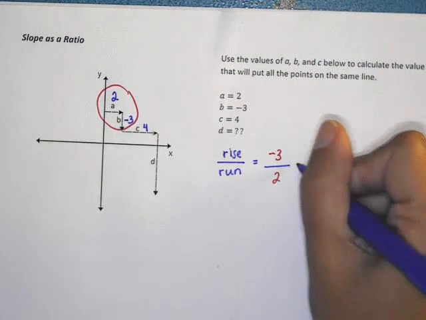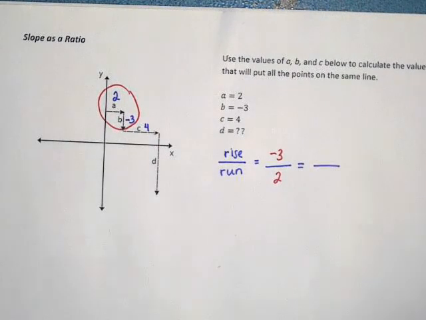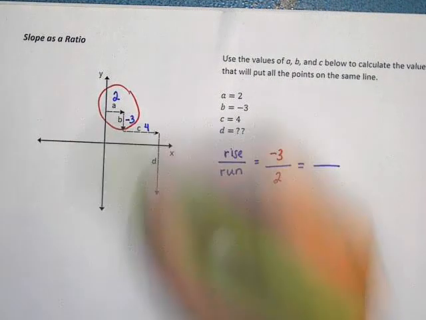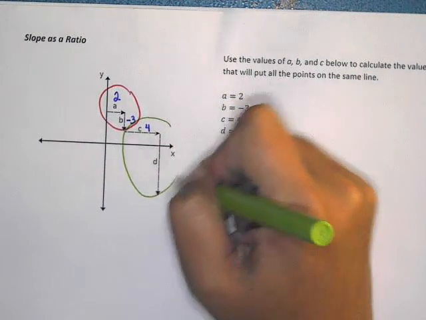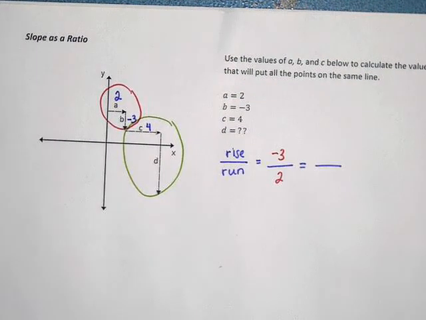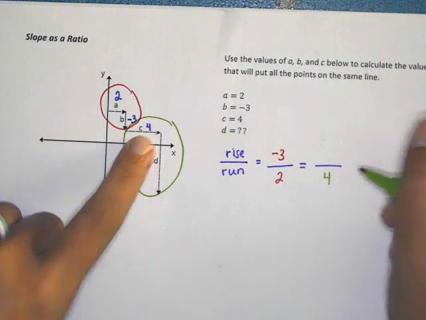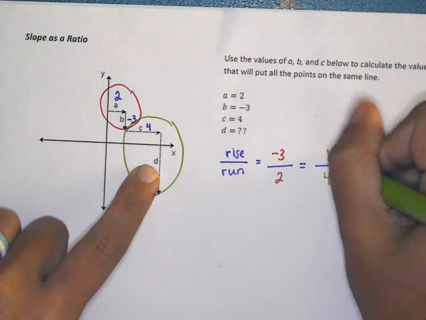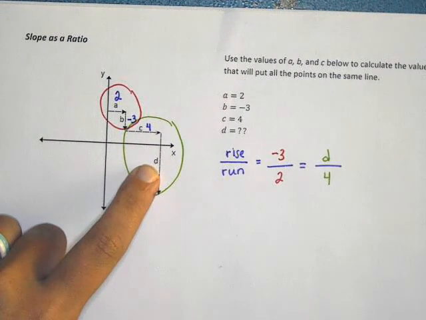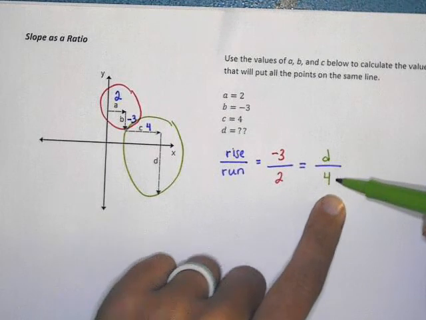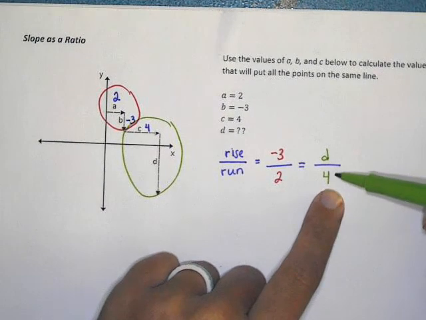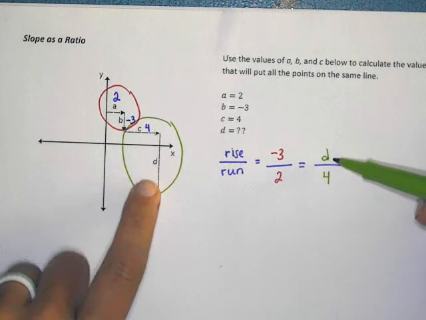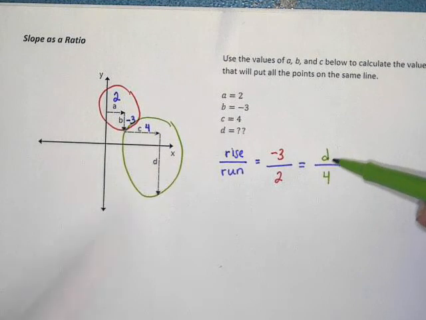Now, if we look at the second step of this picture, we know the run is 4, but we don't know how big the rise should be. So if we fill in those numbers, I put the 4 on the bottom because that was the run, and I put the D on the top because that was the rise that I didn't know.